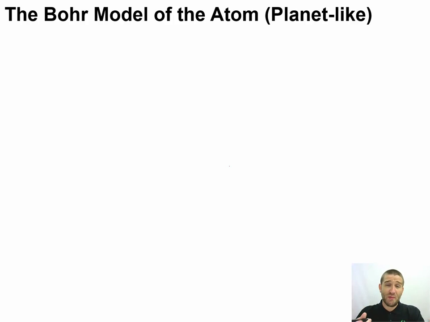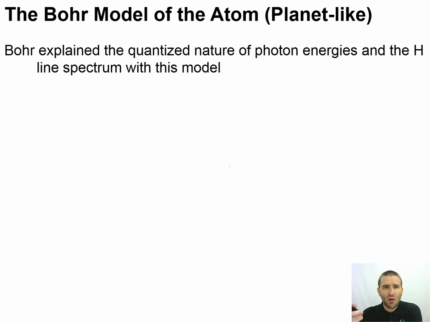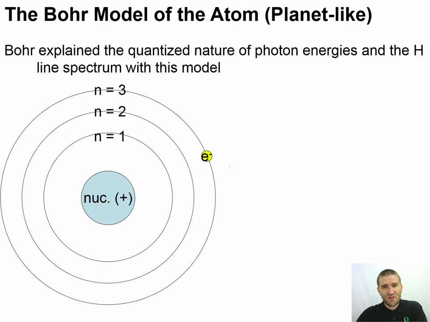So about 2 years after Rutherford's model for the atom, Bohr published a refinement of that model. It's sometimes called the Rutherford-Bohr model, but typically, to keep the two straight, the first one is called Rutherford, the second one that we're looking at now is called Bohr. Now, the Bohr model of the atom is a planet-like model, and it's going to explain the quantized nature of photon energies by setting things up like this.